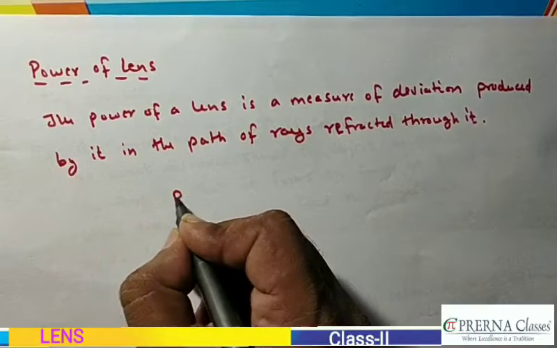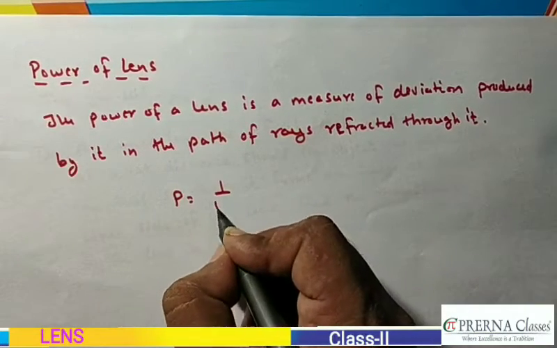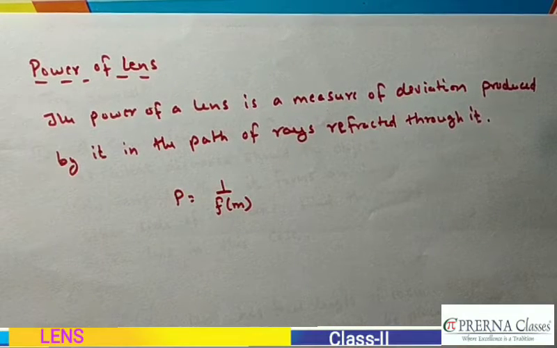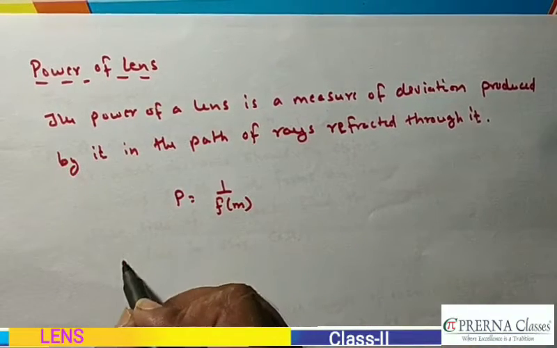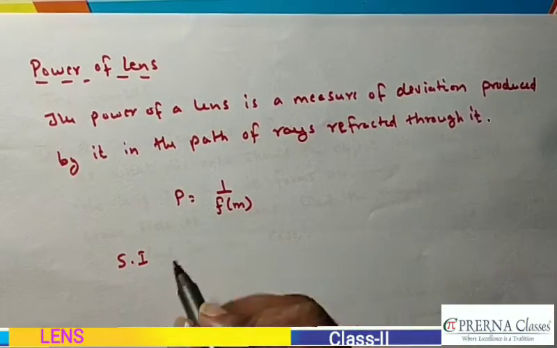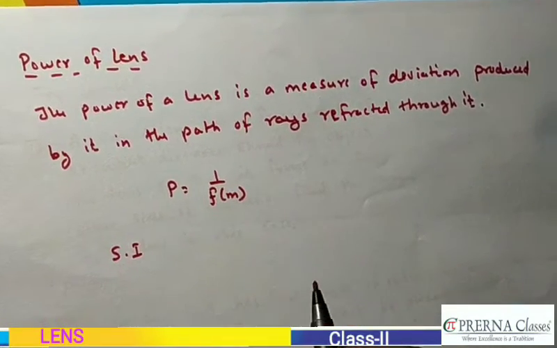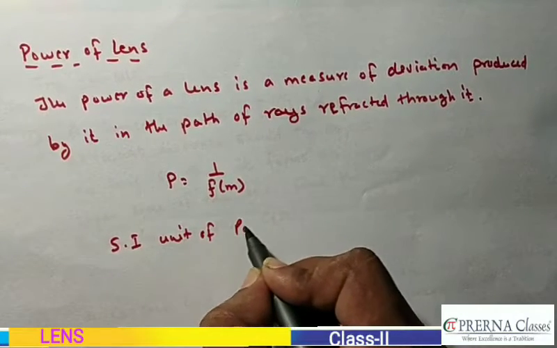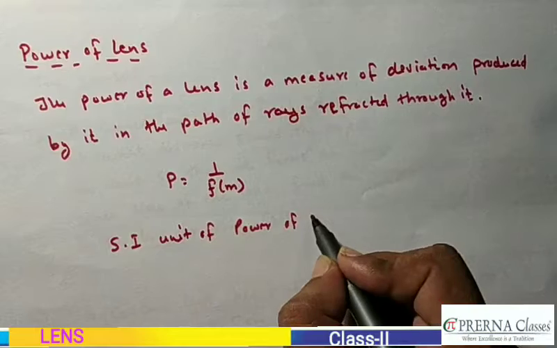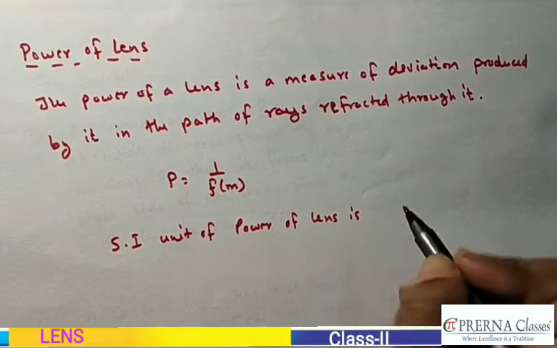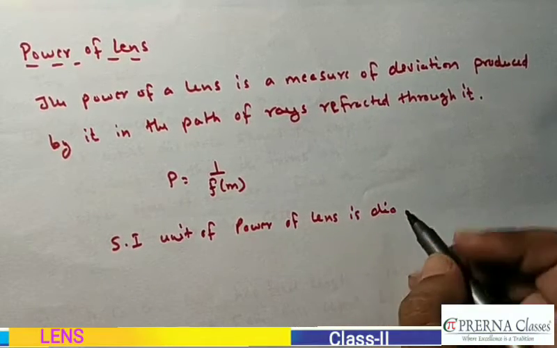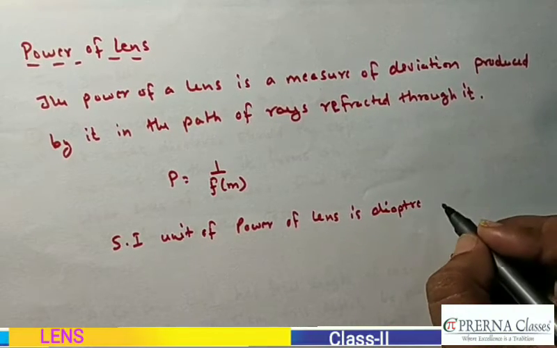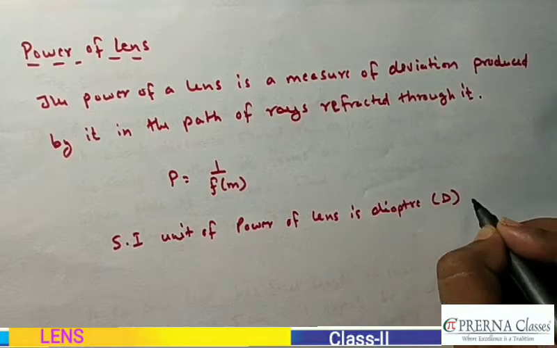Power is defined as the reciprocal of focal length in meter. Power is 1 by F, where F is focal length, and remember you have to take focal length in meter. The SI unit of power of lens is diopter, and it is denoted by capital D.